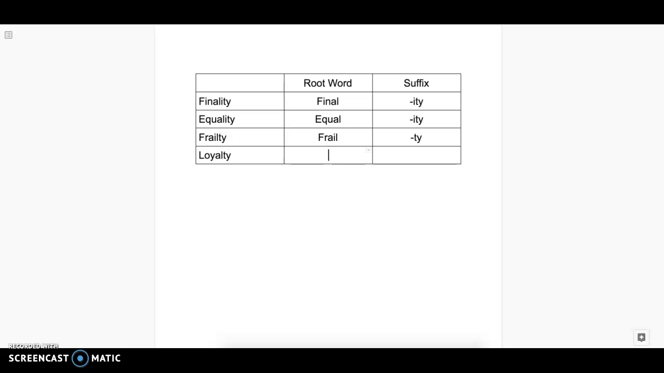And the last word is loyalty. The root word for that is loyal. You are sticking by somebody or something. You're not giving up on it. You are loyal. And the suffix for that one, just like frailty, is ty.